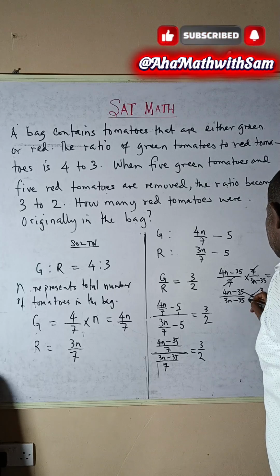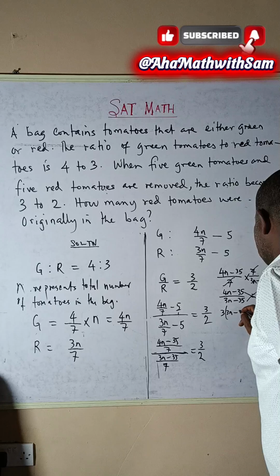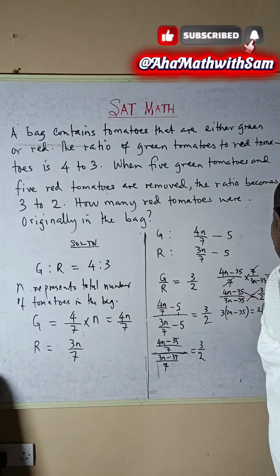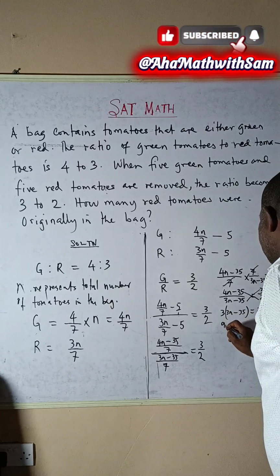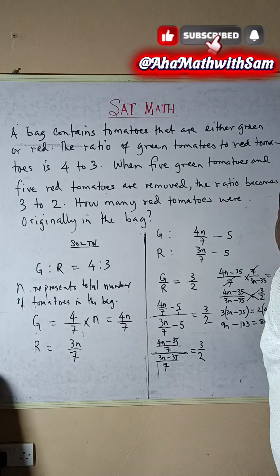At this point, we cross multiply. So we are going to have 3 multiplied by 3N minus 35 equals 2 multiplied by 4N minus 35. We expand the bracket we have here. 9N minus 105 equals 8N minus 70.